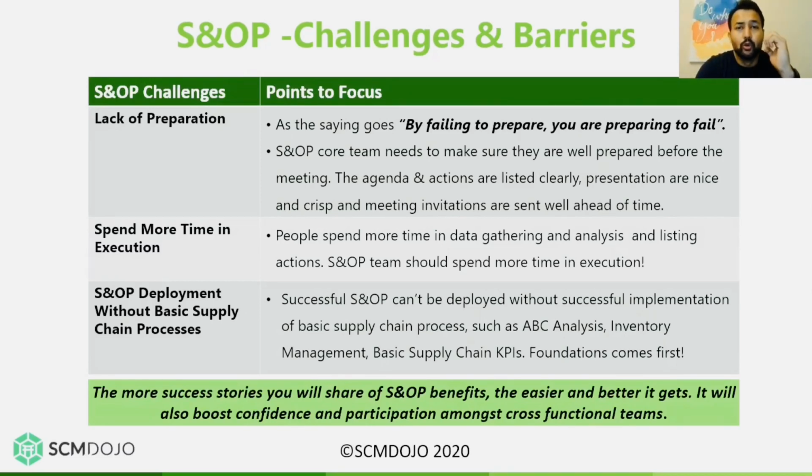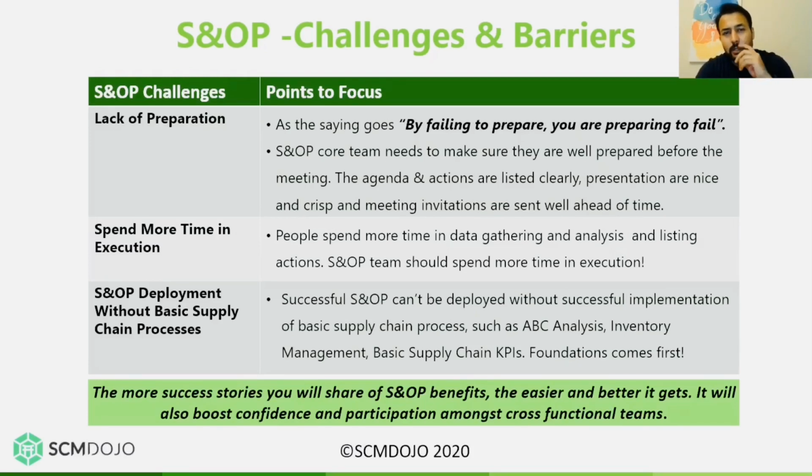What you do not want to do is to appear in the demand review or your supply review and you are not prepared. For me, that is just not acceptable, and we as supply chain professionals are good enough to do better. So I would strongly recommend the agenda and actions are aligned and listed clearly, presentations are crisp and sharp, and meeting invitations are sent well ahead of time. The sixth challenge is people do not focus on execution, which is linked with the other points I mentioned when it comes to lack of preparation and being impatient.